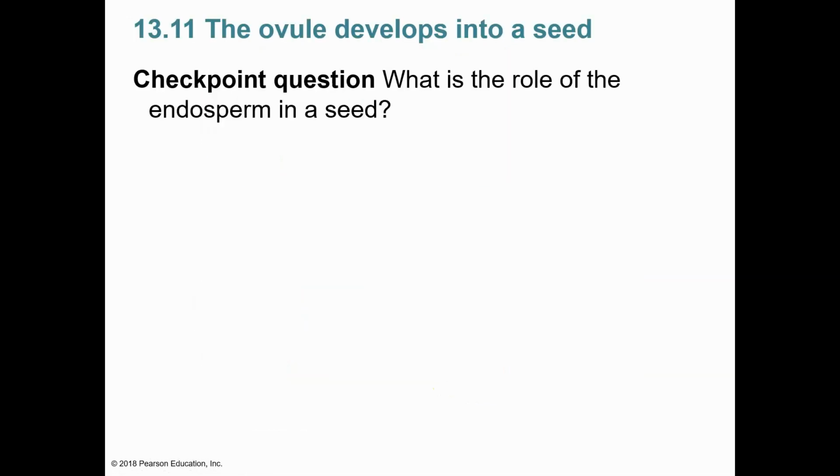All right, so what is the role of the endosperm in a seed, you may ask? The role of the endosperm is to provide the nutrients. As you know, growing plants require a lot of energy. That energy comes in the form of sugars. And other molecules like amino acids, proteins, lipids, all of that will be found in the endosperm.